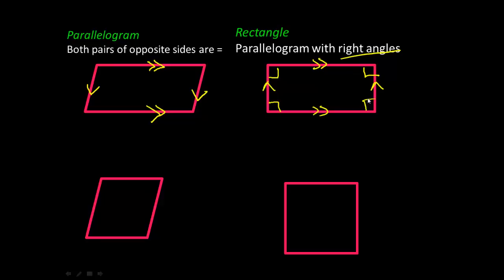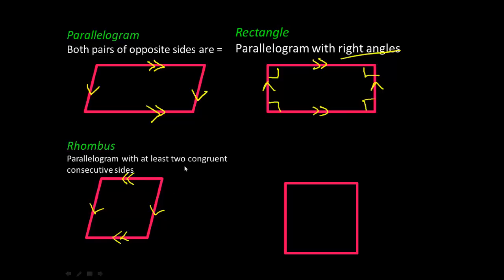Okay? A rhombus is a parallelogram, which means opposite sides are parallel. And it has at least two congruent consecutive sides. So that would mean that this side would be congruent to this side. And that would make it a rhombus. It doesn't say anything about all four sides having to be, but you get the picture. So a rhombus is a parallelogram with at least two congruent sides.